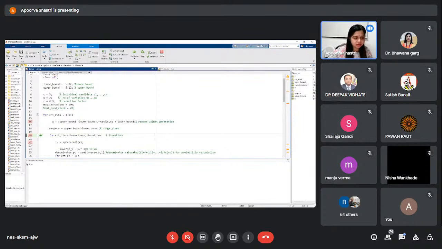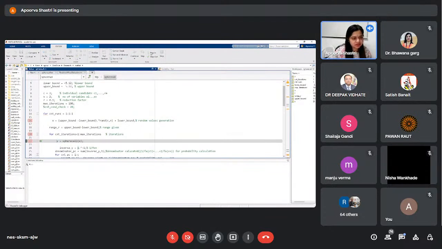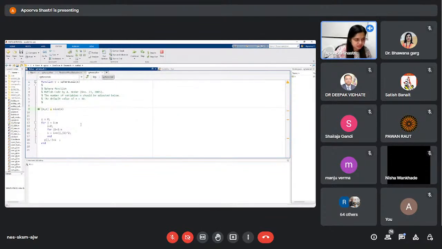Okay, so we have entered into the sphere function. In the sphere function it will take one variable, square that variable, sum it, and the value will be stored in the y variable. Okay, so once we have stepped into sphere function, this is the sphere function.